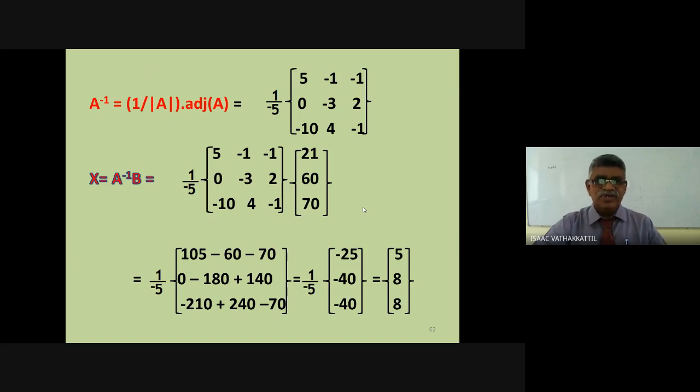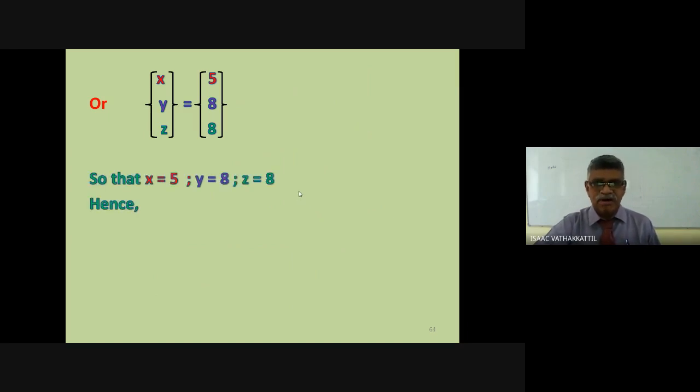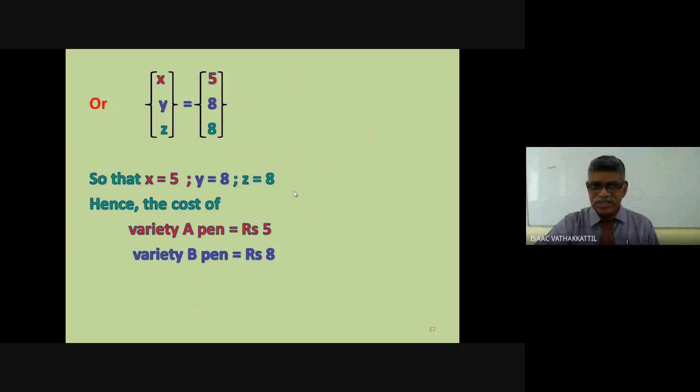From there, we are going to read the values of x, y, z. x, y, z equal to 5, 8, 8. That means x equals 5, y equals 8, z equals 8. Or the cost of variety pen A is rupees 5, the cost of variety pen B is rupees 8, and the cost of variety pen C is also rupees 8.